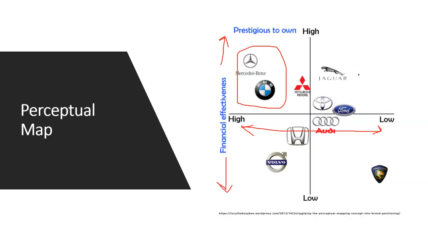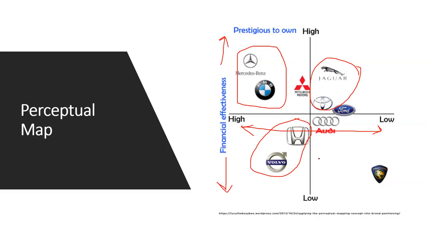And then firms like Jaguar, Toyota, these are low on prestige, but they're very high on, what you can say, financial effectiveness. Not exactly low, but they are somewhere in the middle as far as prestige is concerned. On the other hand, if you look at Honda and Volvo, these are relatively on the higher end of the spectrum as far as prestige is concerned, and they are somewhere towards the low end of financial effectiveness in the spectrum.